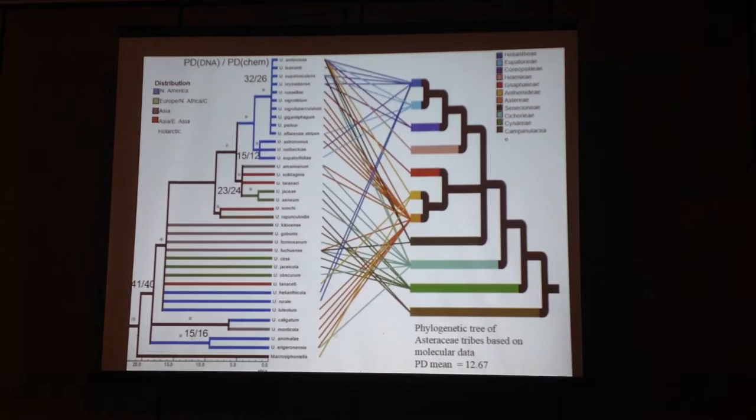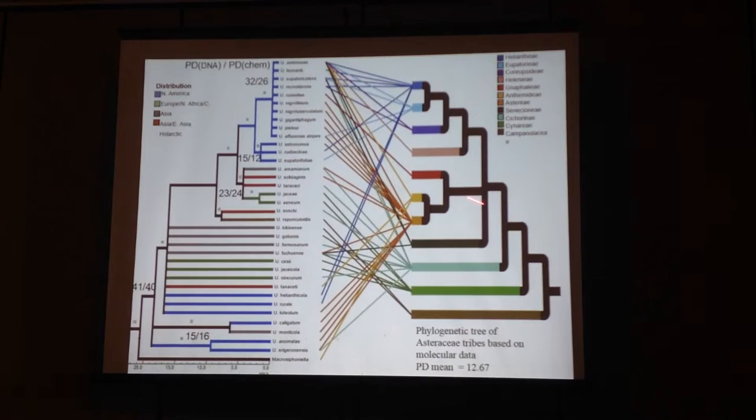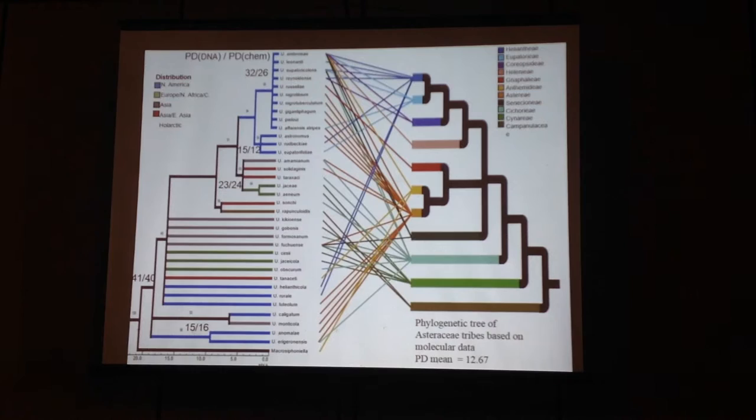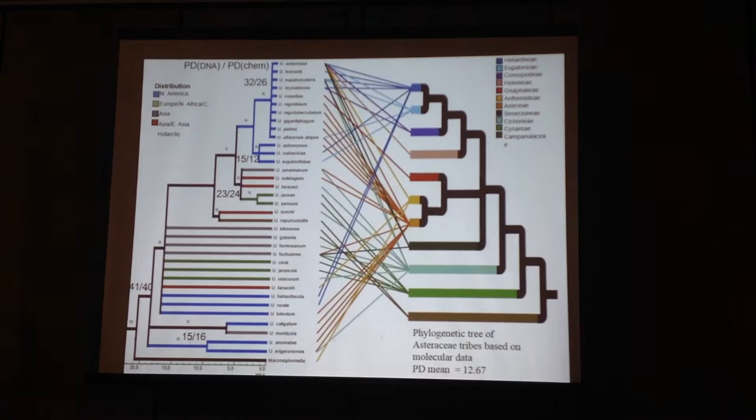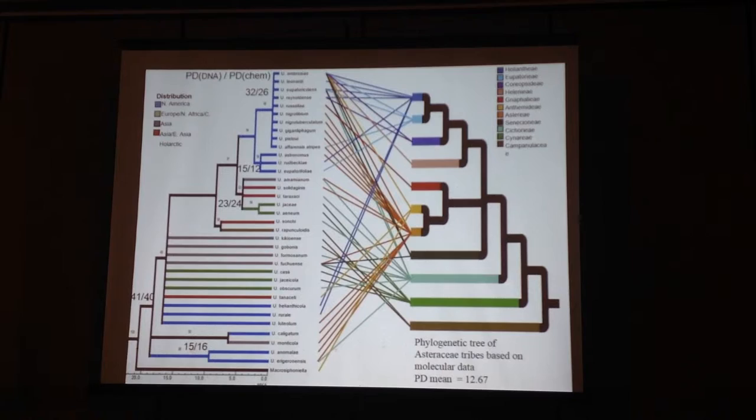And here each species is connected to its host plants, which are shown here as a phylogeny of the tribes of the Asteraceae that are used as hosts by these aphids. It should be said that a number of other Asteraceous tribes would be interpolated into this phylogeny at various points, tribes that are not used by any of the aphid species in this study.